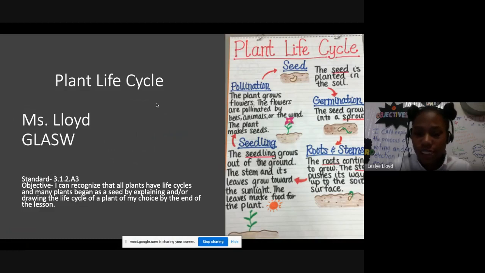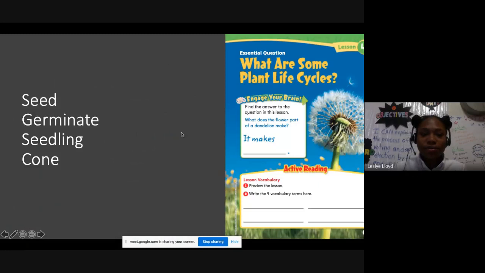Then next we go into seedling. The seedling grows out of the ground. The stem and its leaves grow toward the sunlight. The leaves make food for the plant. Next we have pollination. The plant grows flowers. The flowers are pollinated by bees, animals, or the wind. The plant makes seeds. And then again, the cycle continues to go on with seeds, germination, roots and stems, seedlings, and pollination. Let's go on.